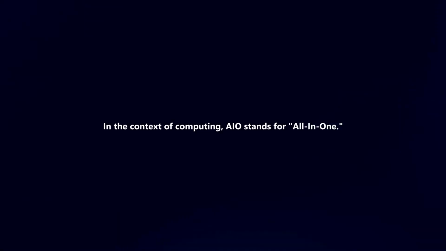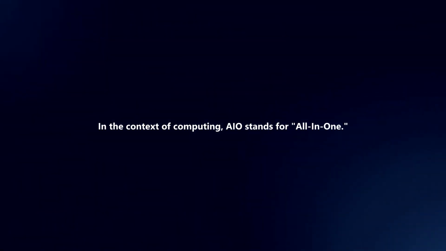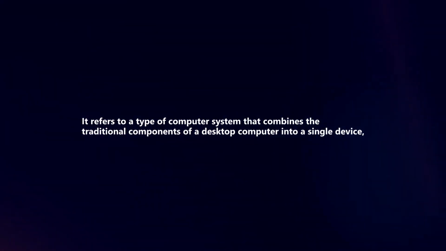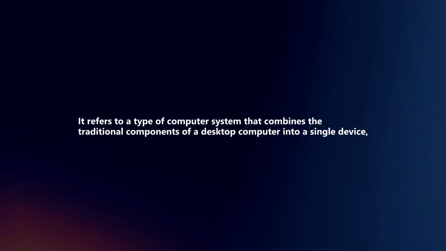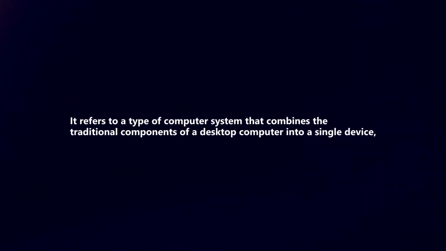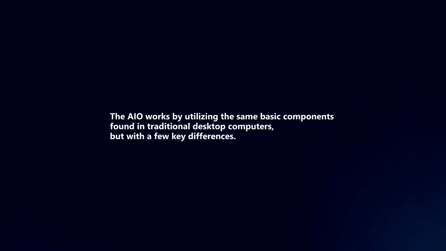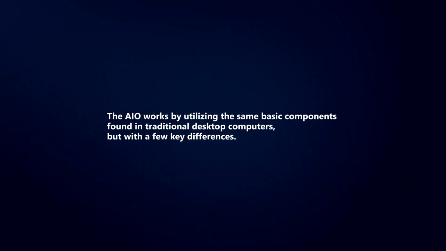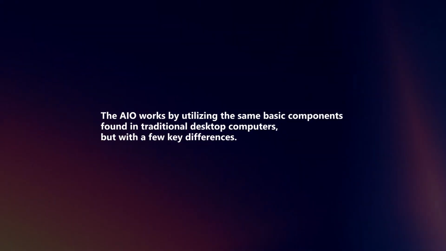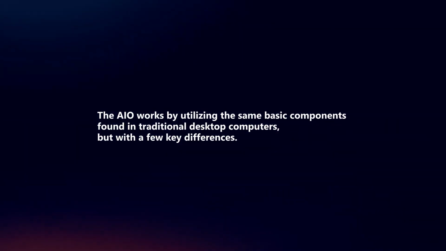In the context of computing, AIO stands for all-in-one. It refers to a type of computer system that combines the traditional components of a desktop computer into a single device, including the display, CPU, and speakers. The AIO works by utilizing the same basic components found in traditional desktop computers, but with a few key differences.